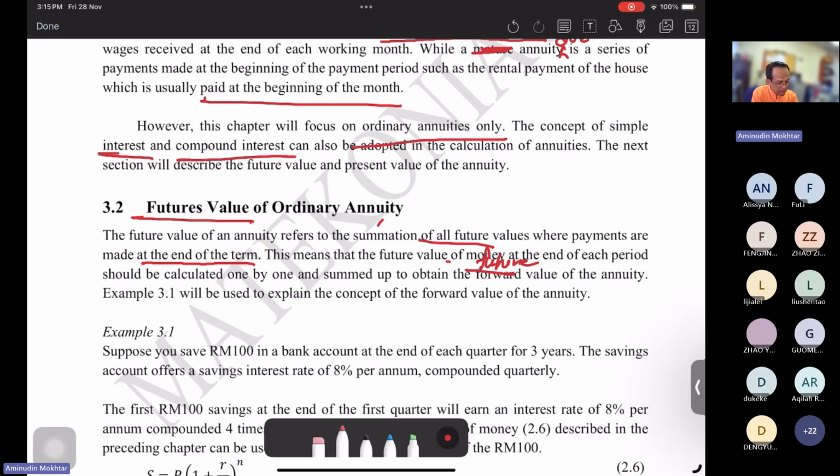This definition shows that there is a close relationship between the future value of annuity and the future value of money. In other words, when we're talking about the future value of an annuity, we have more than one future value of money. We need to calculate the future value of money one by one and sum all together to obtain the summation of future values of money, which is the future value of annuity.